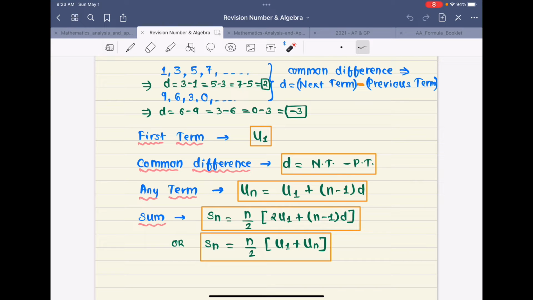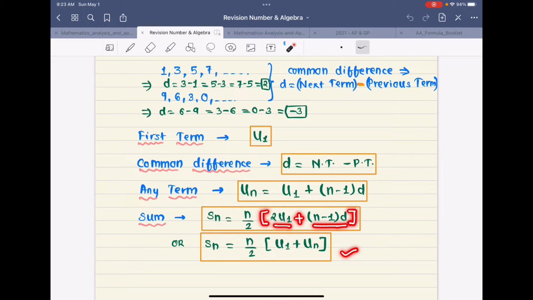If I want to ask you to find the sum of all 100 terms or all 50 terms or all 70 terms, again it is a time consuming process. So these formulas are given in the formula booklet. There are two formulas. The first formula is used when you know the total number of terms, that is n, you know U1, and you know the difference. So n over 2, bracket is very important, 2 times U1 plus (n minus 1) times D, and the main bracket is completed over here.